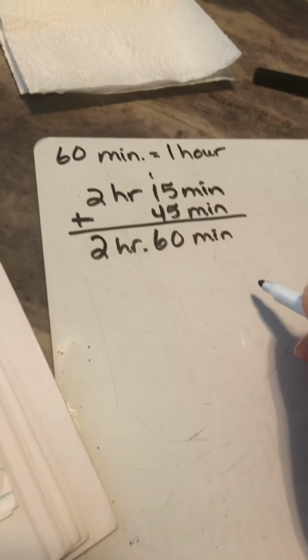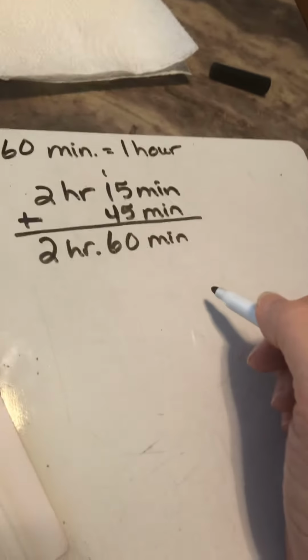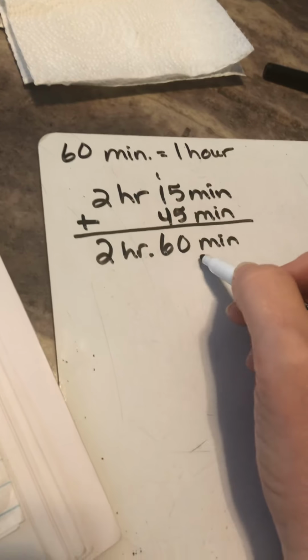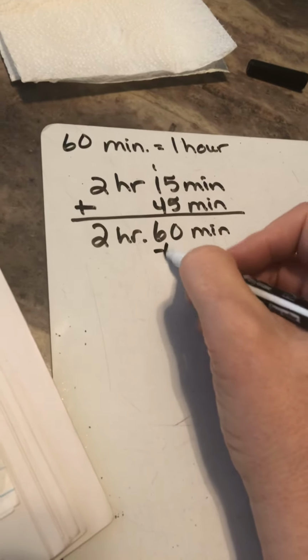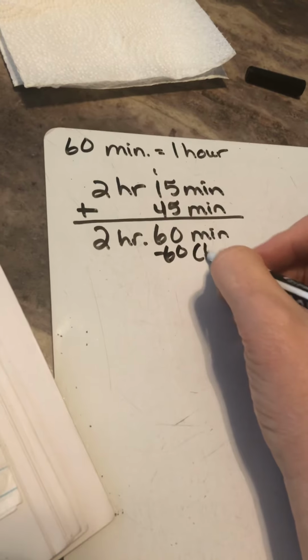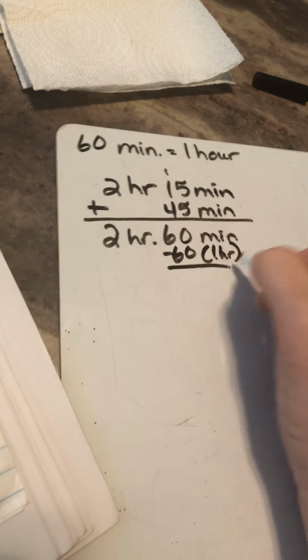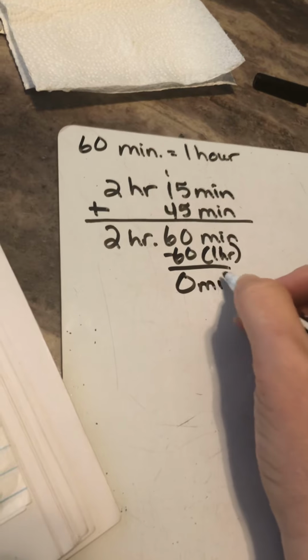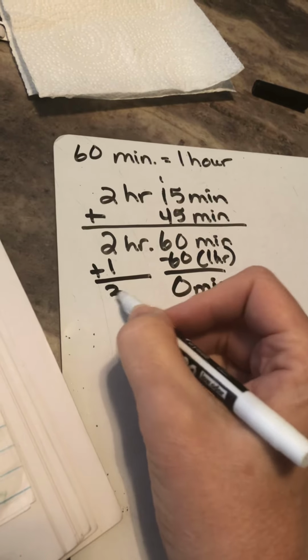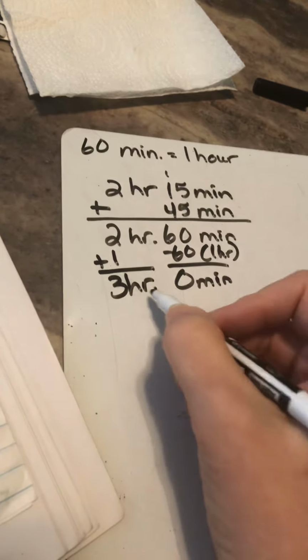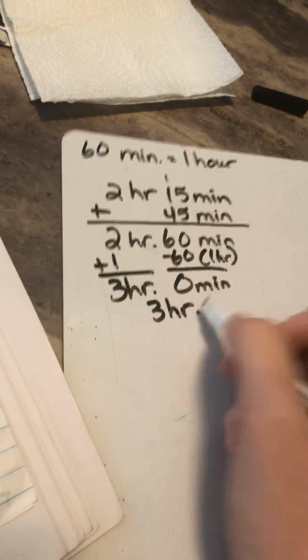2 hours plus 0 is 2 hours. So I have 2 hours and 60 minutes, which is not a bad answer. It is correct. But what do I know? 60 minutes equals 1 hour. So if I take away the 60, which is 1 hour, I'm going to have 0 minutes, but I'm going to add an hour here, so I'm going to have 3 hours and 0 minutes, or just 3 hours.